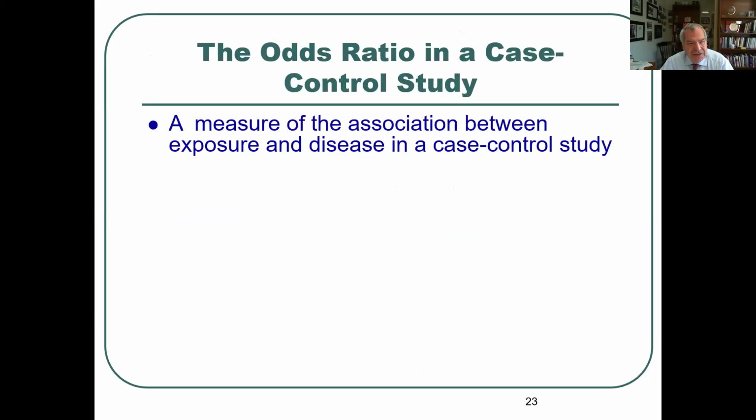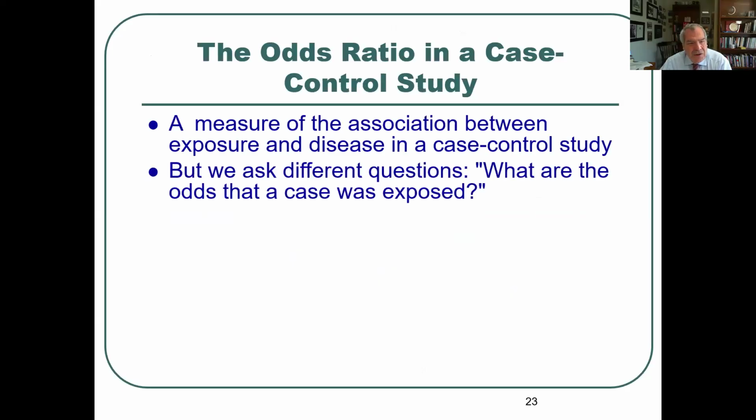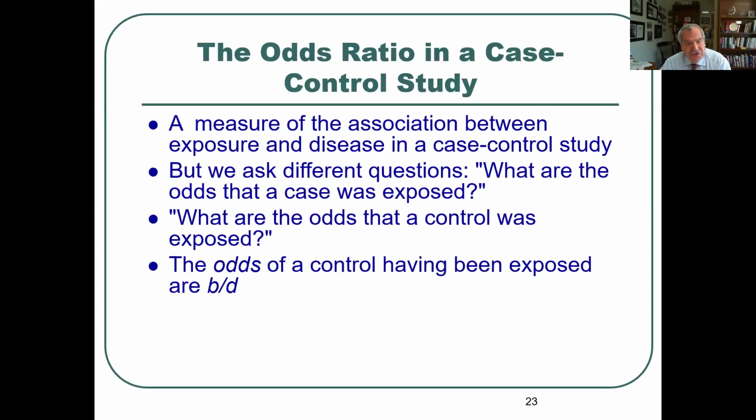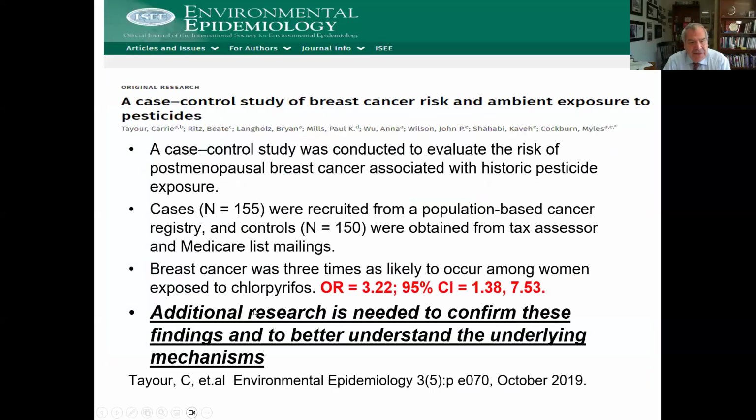Again, looking at the exposure and the disease, what are the odds that a case was exposed? What are the odds that the control was exposed? A little bit of a repeat of what we've just done. The odds of a control having been exposed are, again, a simple type of calculation that we would see. Let's move into a real example, a published example of a case control study.